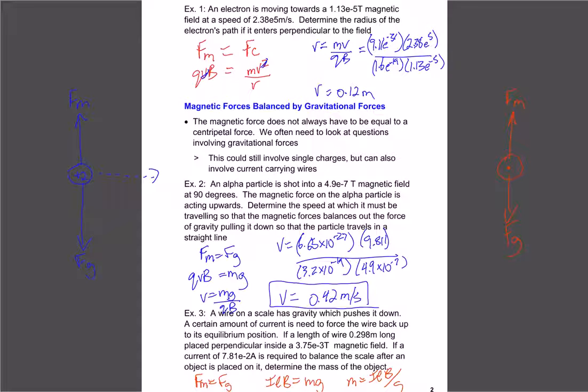So our I, I'll write it over on the side here, so our current is 7.81 to the negative 2. Our L is 0.298. And our B is 3.75 to the negative 3. And our G, 9.81. So we just divide those out, crunch those out, and that'll give us a mass of 8.9 to the negative 6 kilograms. Okay, so it's pretty small, but once again, the gravity's not going to be very much, so we're not going to need much to push it upwards to balance it out.